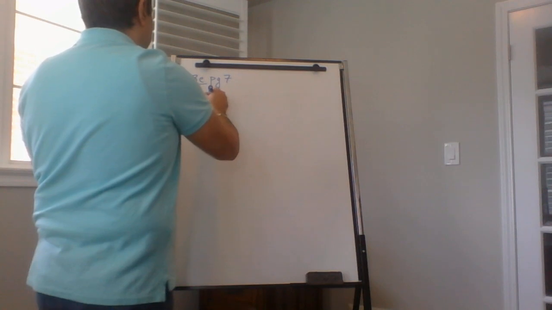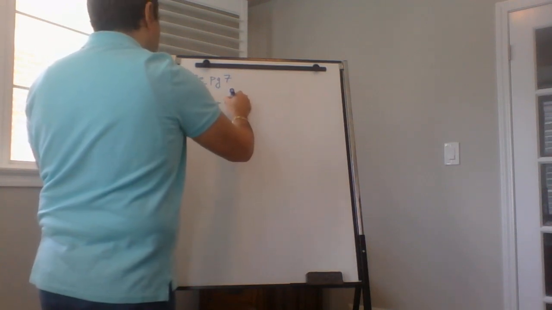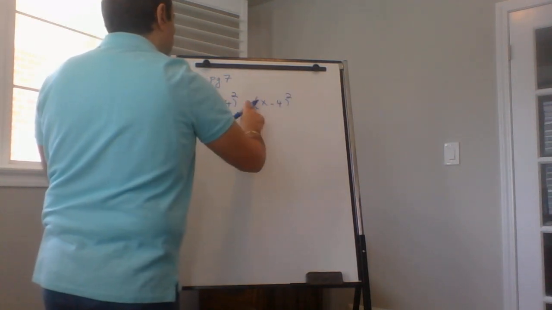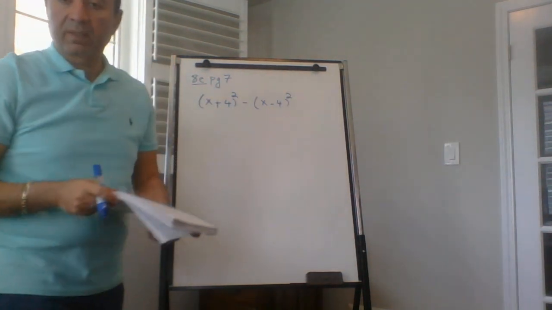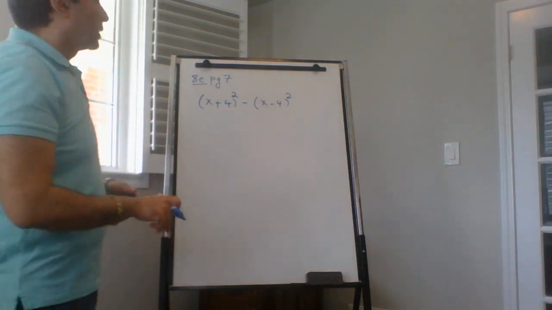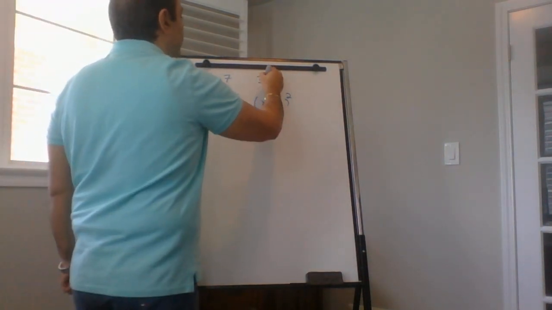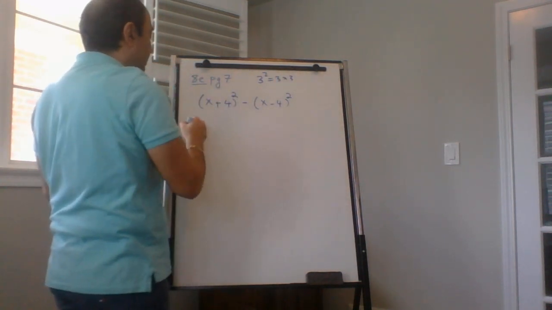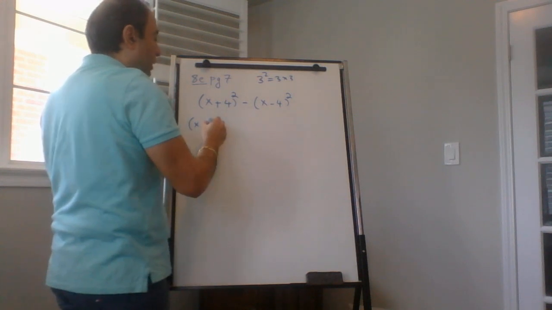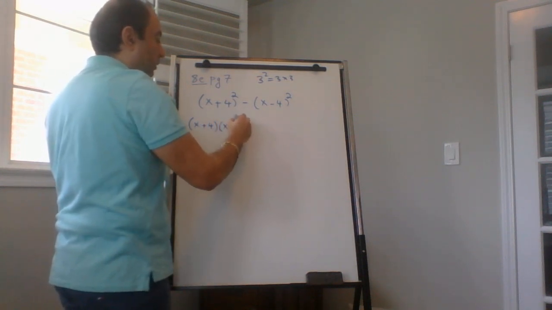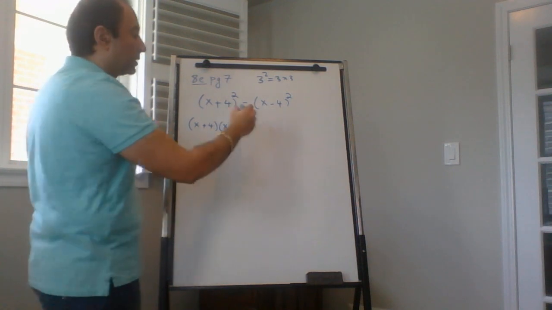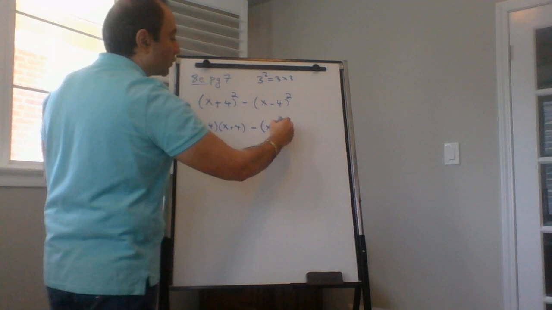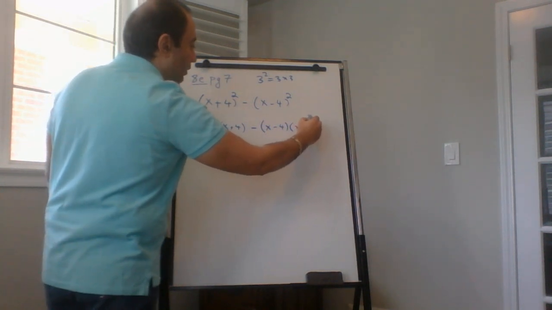Is x plus 2, x plus 4 squared minus x minus 4 squared. We need to expand this and simplify. We know that when we say 3 squared, that means 3 times 3. So when I say x plus 4 squared, that means x plus 4 times x plus 4. Okay? Minus x minus 4 squared, that means x minus 4 times x minus 4.